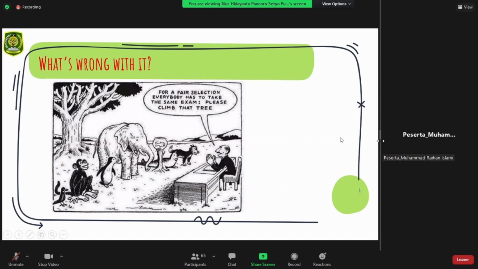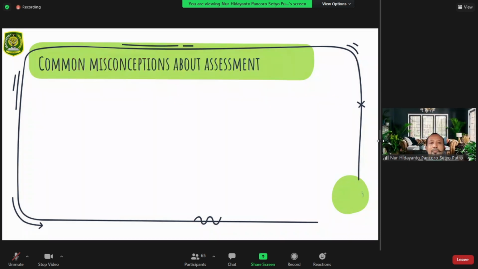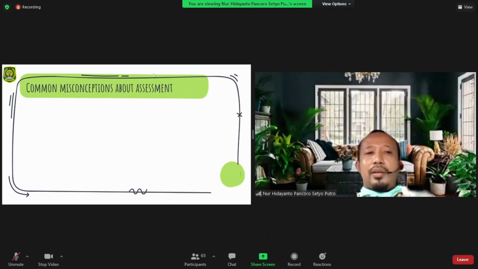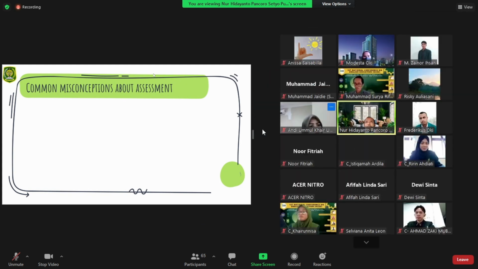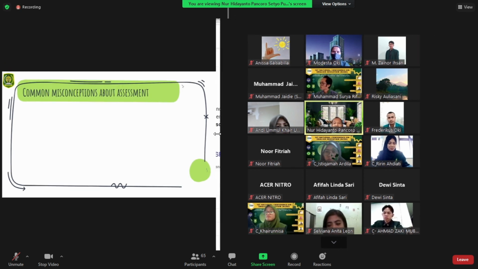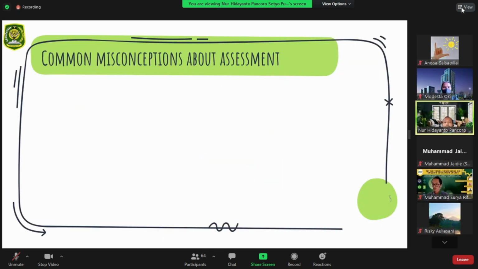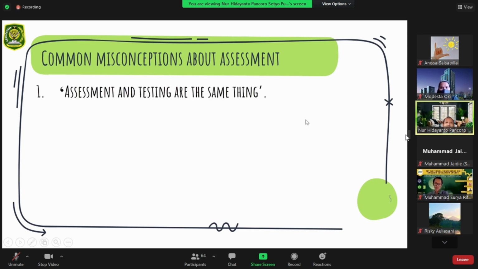Okay. So now I'm going to move on to the common misconceptions about assessment that normally happen in our ELT setting. There are some misconceptions that I'm pretty sure many English teachers in Indonesia also bump into. So the first misconception is that assessment and testing are the same thing.